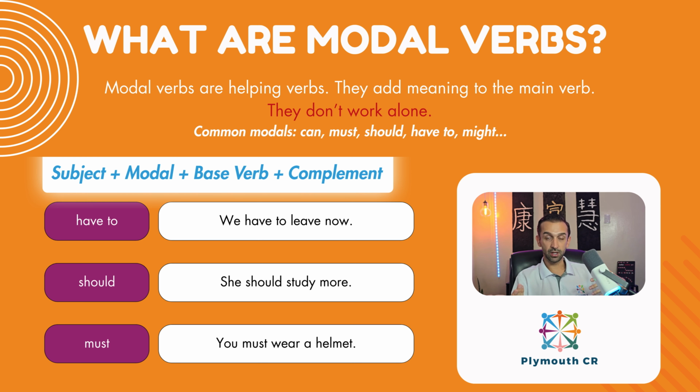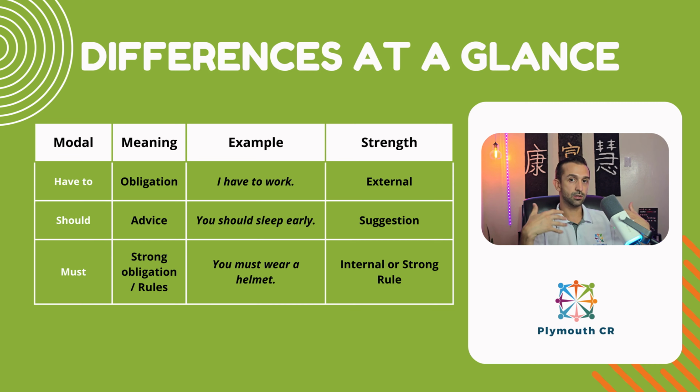Then we have the modal auxiliary verbs should and must, okay? We have examples: we have to leave now, she should study more, and you must wear a helmet. What do they mean? Well, we're going to see it in the next slide. So let's take a look at this table. So we have the differences.